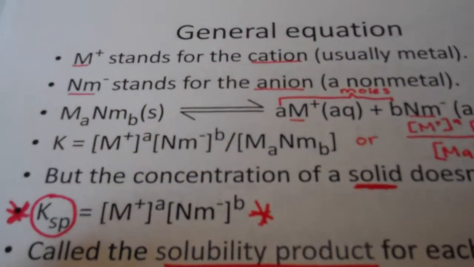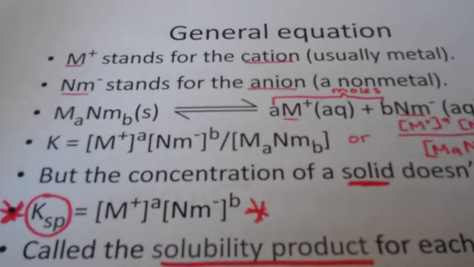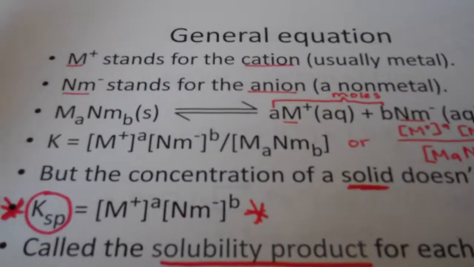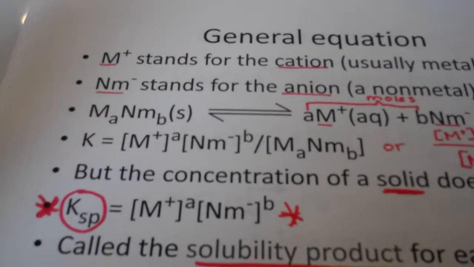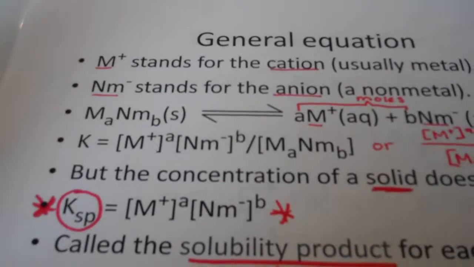The general equation for an equilibrium problem will be using M plus. This is going to stand for a cation. This is usually a metal, that's why it's M. And then N minus stands for an anion, which is usually a nonmetal, basically always a nonmetal.